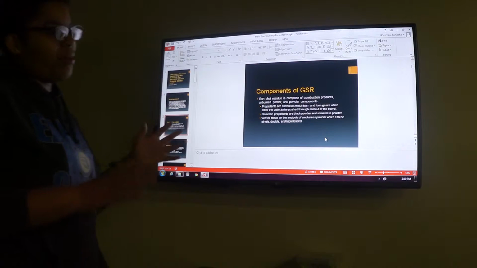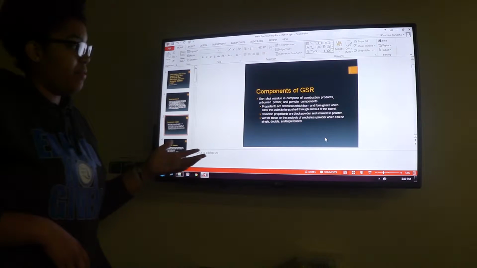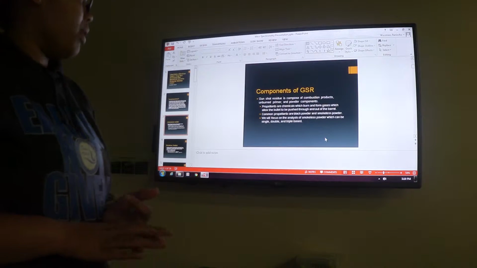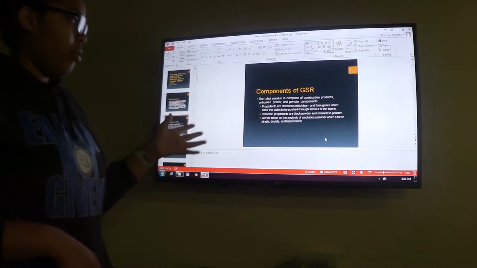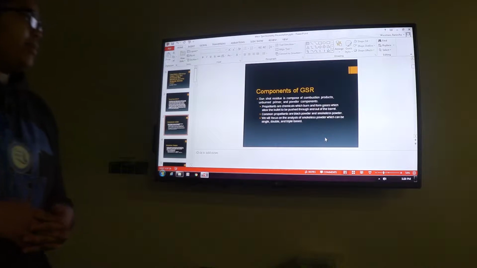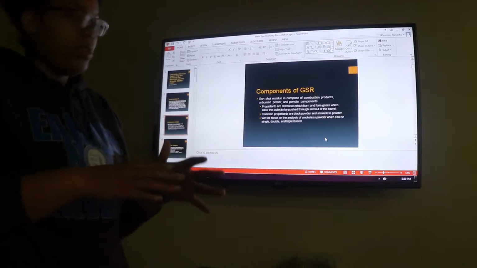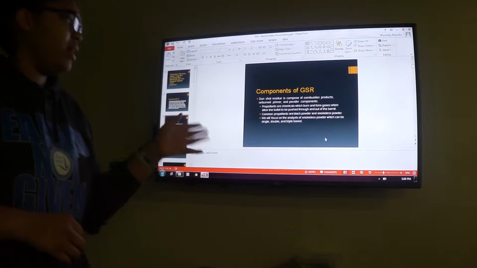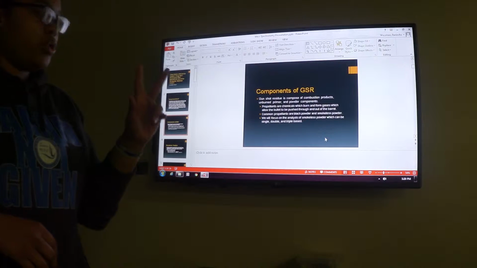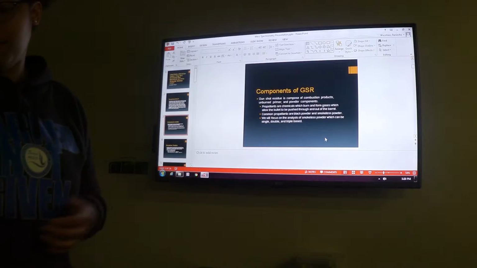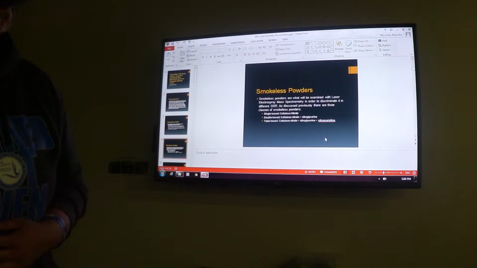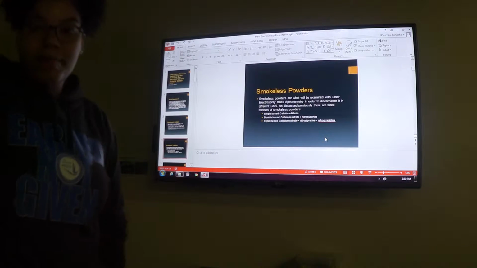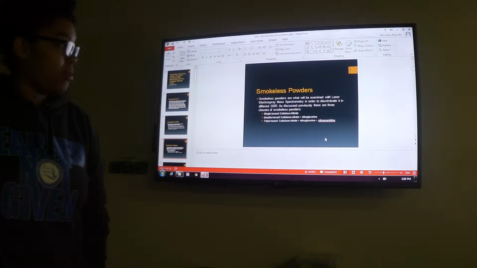I'm not really going to hit on this much, but this is just the components of GSR, which is mainly composed of the combustion products, unburned primer, as well as the powder components. We're going to really be focusing on the propellants, which is the chemical that allows the bullet to get pushed out of the barrel. There are two common propellants, black powder and smokeless powder, but we're going to focus mainly on smokeless powder. That's what we'll be examining with LEMS, which is laser electrospray mass spectrometry.